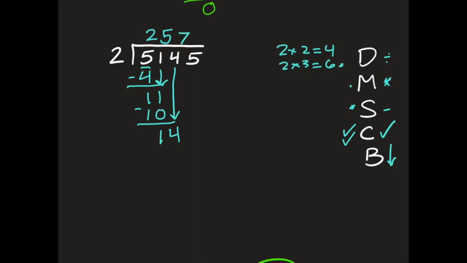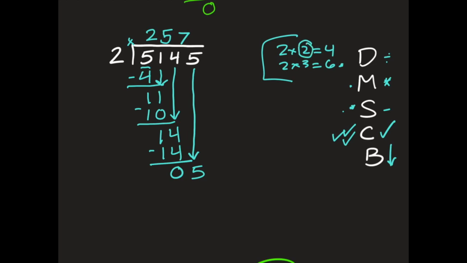Now I'm going to multiply. 7 times 2 equals 14. I'm going to subtract. 14 minus 14, that equals 0. I'm going to check. Is 0 smaller than 2? Yes. So I can bring down finally my last number. And again, using some of these facts over here, how many times can 2 go into 5? And it can go in 2 times without going over. Put my 2 up here.